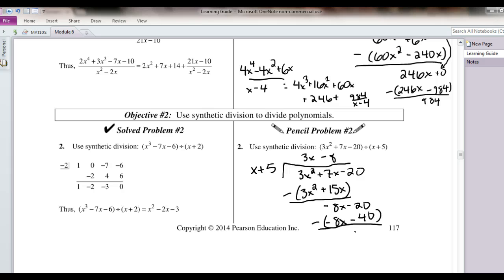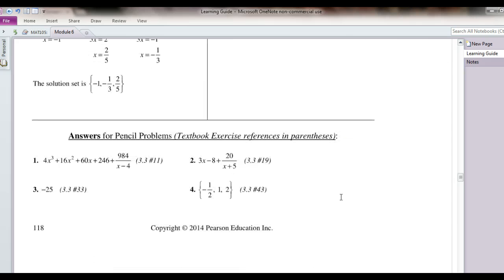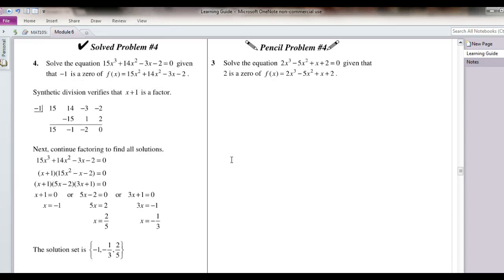So the 8's will cancel. We'll end up with just positive 20. So this will be remainder 20. So in this case, it'll be 3x squared plus 7x minus 20 over x plus 5 equals 3x minus 8, and then plus that remainder over x plus 5. Alright, so let's see if we got that one right too. Just like to check. 3x minus 8 plus 20 over 5.